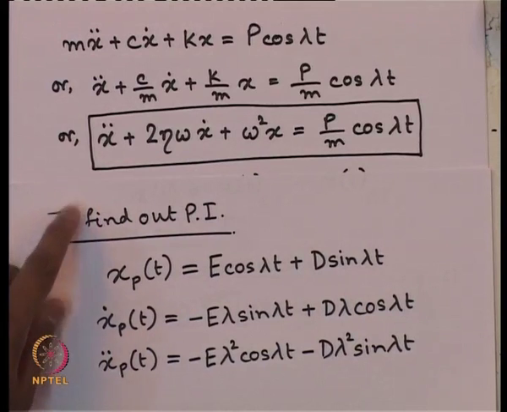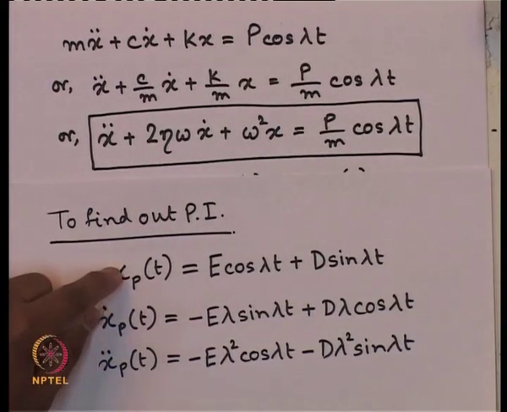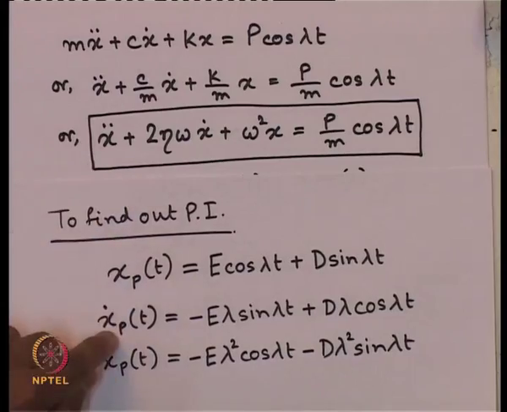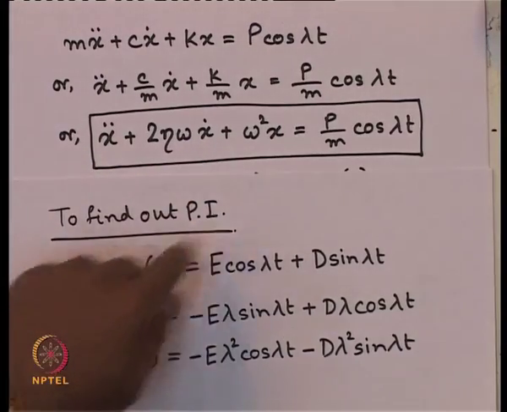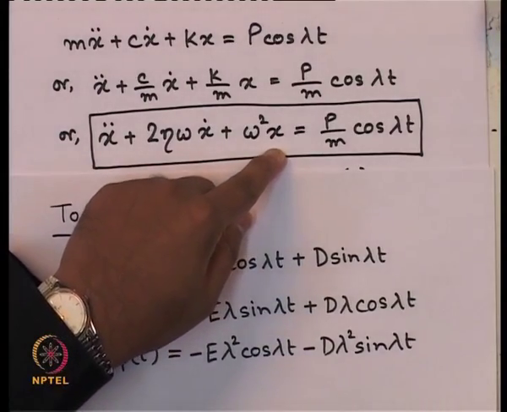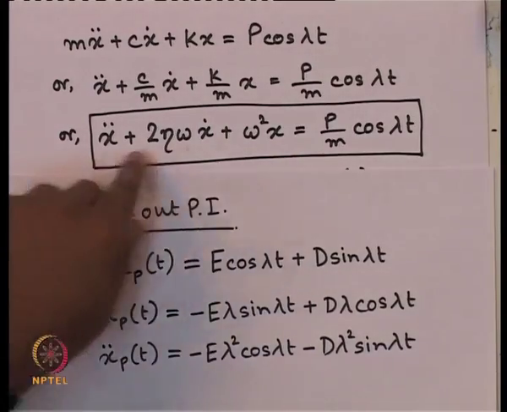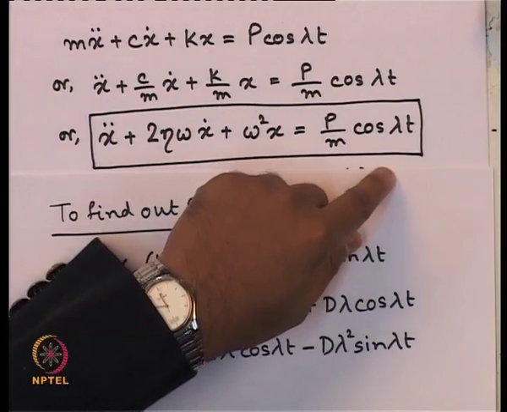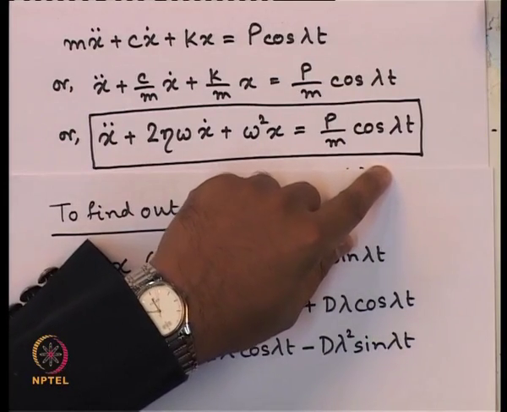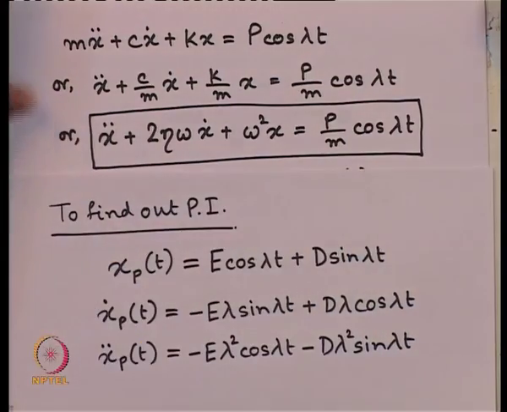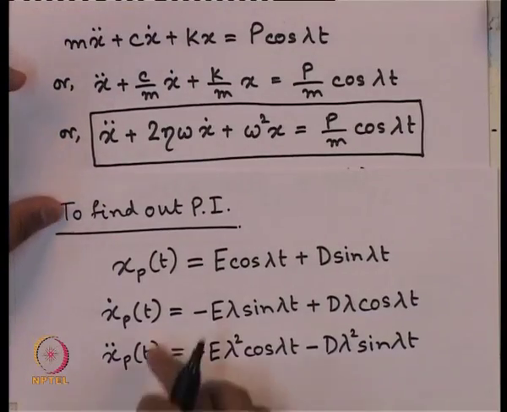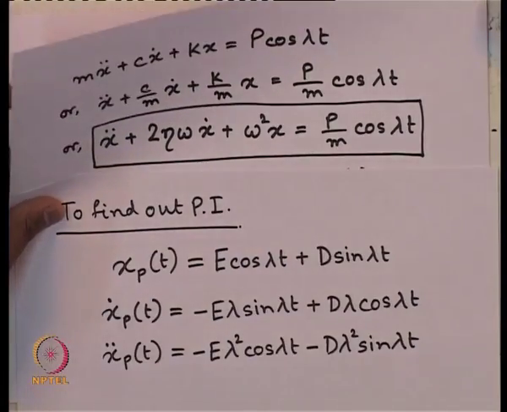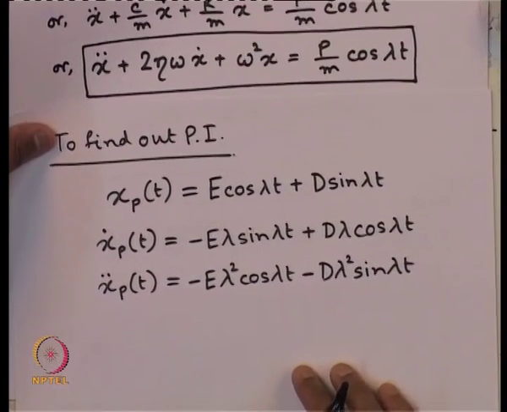Now, these expressions of acceleration, velocity and displacement must satisfy the basic governing equation, this one. So, what we need to do? We need to put these expressions of acceleration, velocity and chosen displacement in this equation and equate it with the given right hand side parameter. That is the way we obtain the particular integral. So, let us put these three expressions in this equation. Let us see how it looks like.